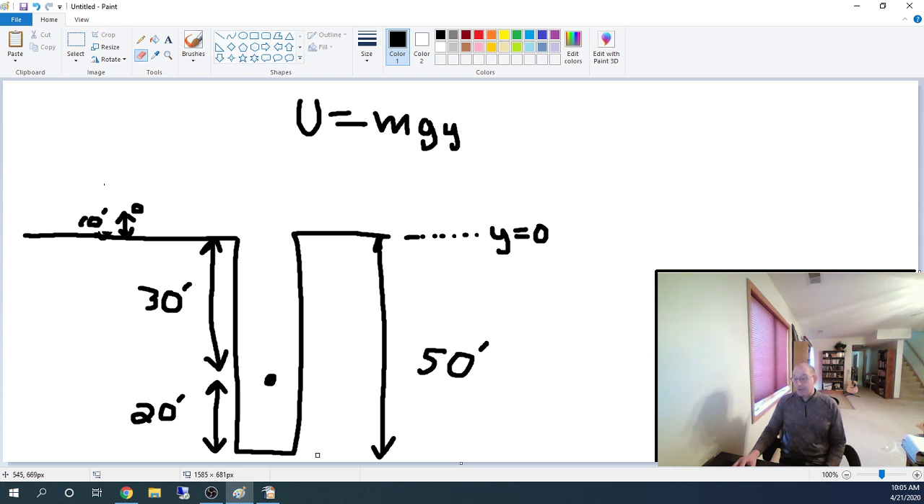You could have alternatively done this too. You could say, well, I don't want this to be 0. I want the bottom of the well to be 0. Okay, let's say that's true. Well, if the bottom of the well is y equals 0 down here, then this one has a gravitational potential energy equal to the weight of the ball times 20 feet, but the ball here is 60 feet above y equals 0, so it's still higher.